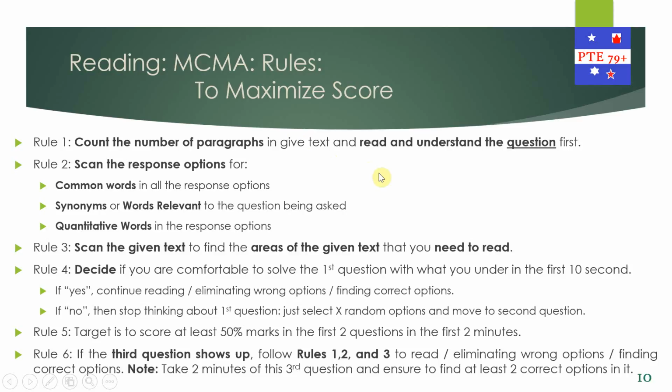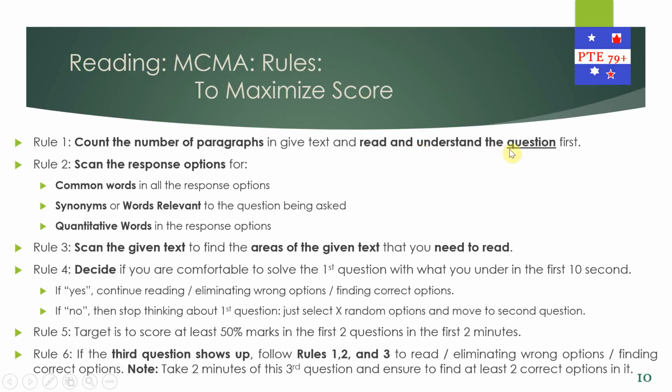Now, what is our strategy to decide which one to solve? First, roughly count the number of paragraphs. Count the number of paragraphs in the given text and read and understand the question first. When you count the paragraphs, you will understand whether it's a 100 word paragraph or 150 word. If a 150 word paragraph comes, just do it, because the length is shorter. It's easy to read, and it's easy to find the answers. That is one of the tricks where you will decide whether you will do the first question or not.